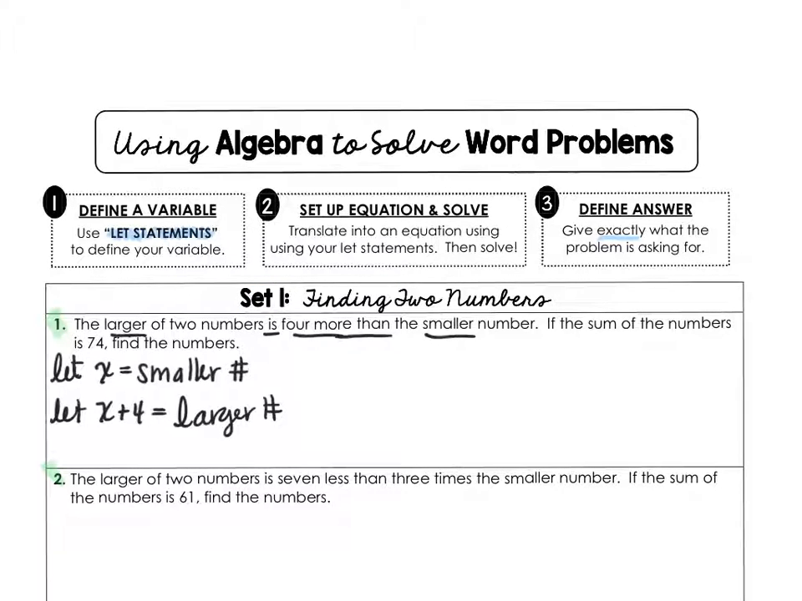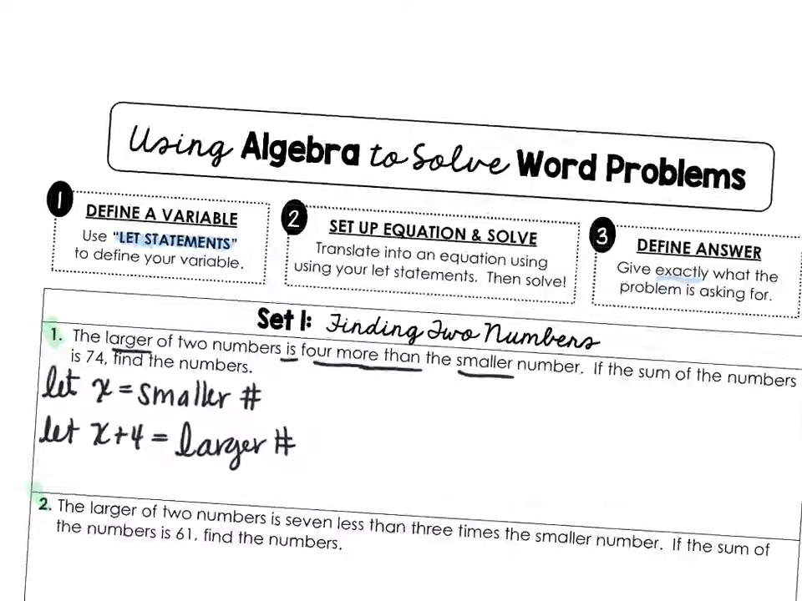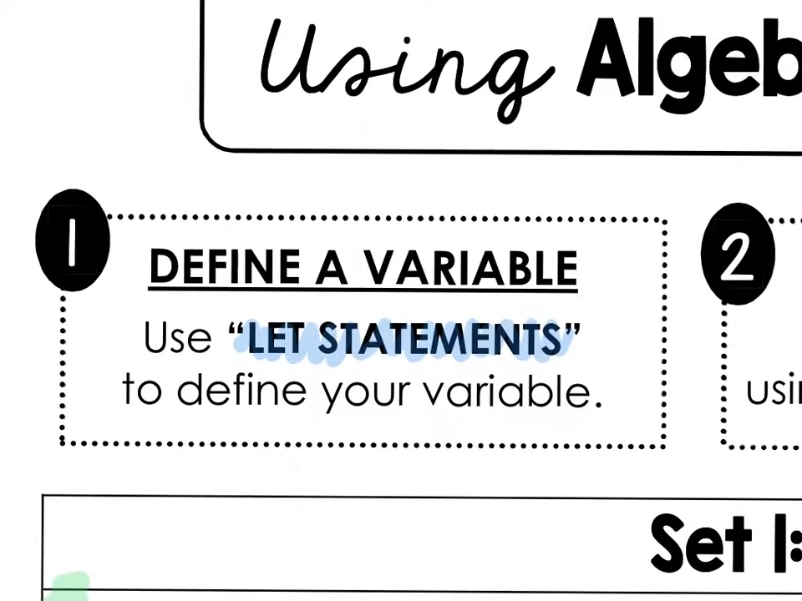But before we do that, let's talk specifically about the steps that you're going to take to solve these word problems. Step 1, you want to define a variable. When I show my work, I'm going to be using let statements to define my variable. You will also be doing the same.